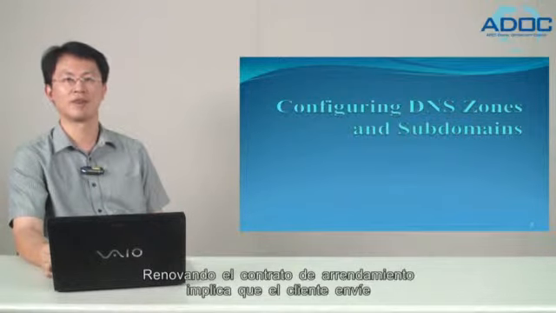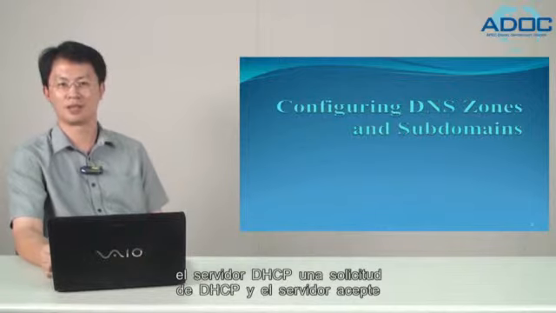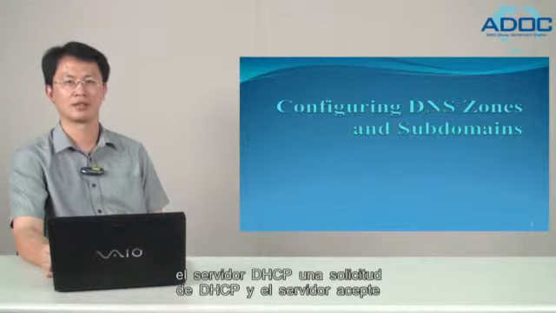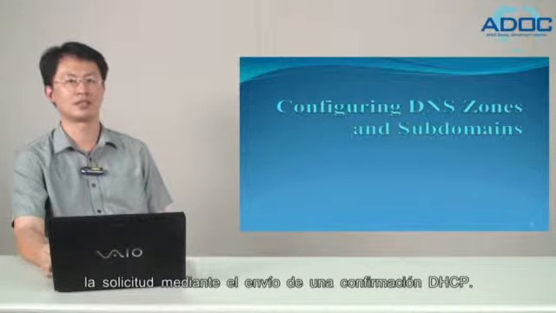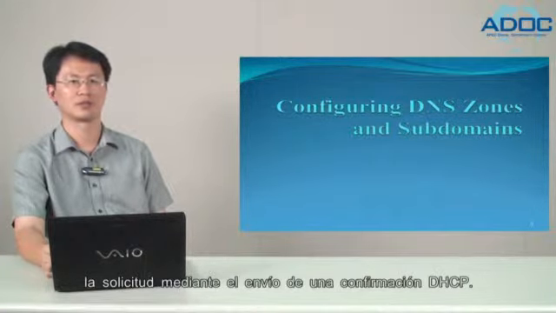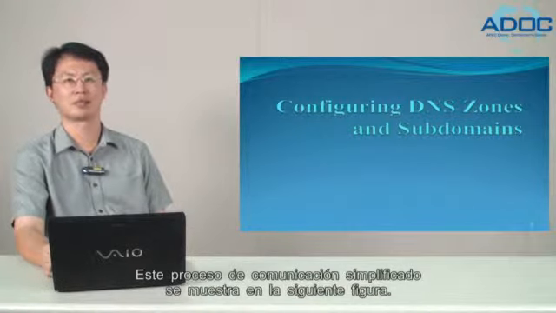Renewing the lease involves the client sending the DHCP server a DHCP request, and the server accepting the request by sending a DHCP acknowledgement. This streamlined communication process is shown in the figures.